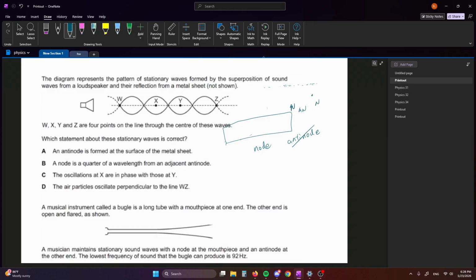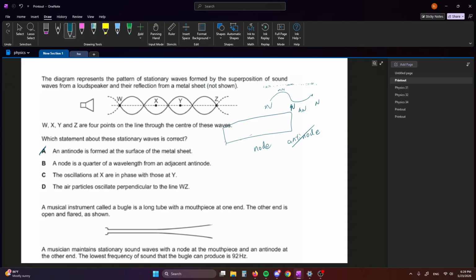Wait, I drew this wrong. It's a bunch clustered here, spaced out until you get to the next node where it's more, and then clustered again. So this is node, antinode, and it's something like that. So that's why A is incorrect. So B, a node is a quarter of a wavelength from an adjacent antinode.